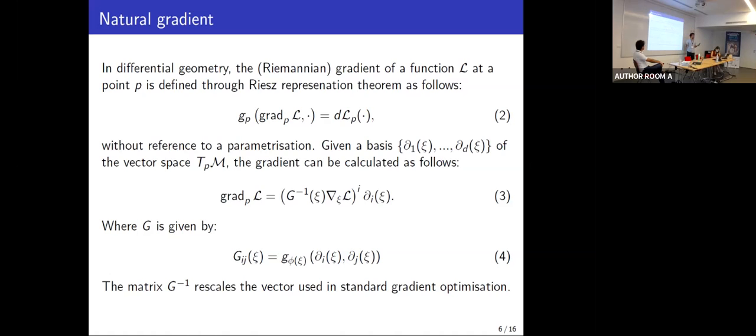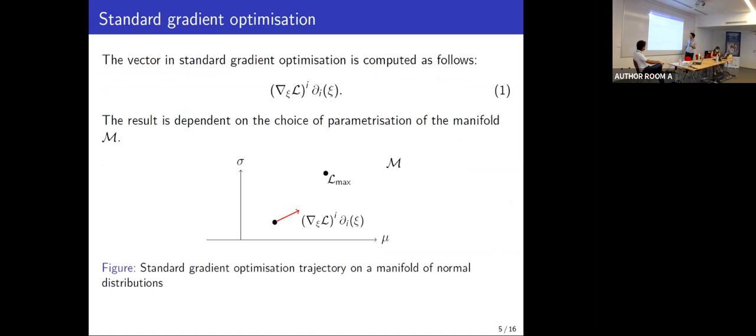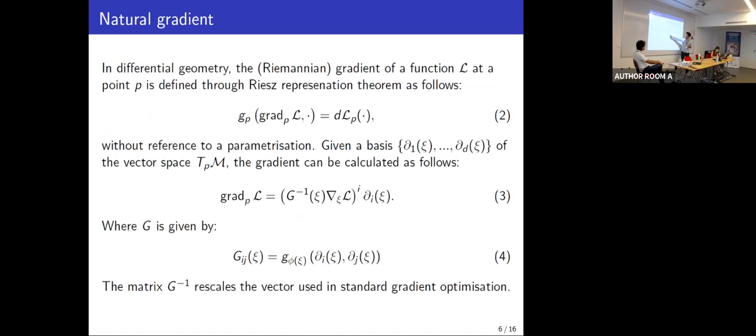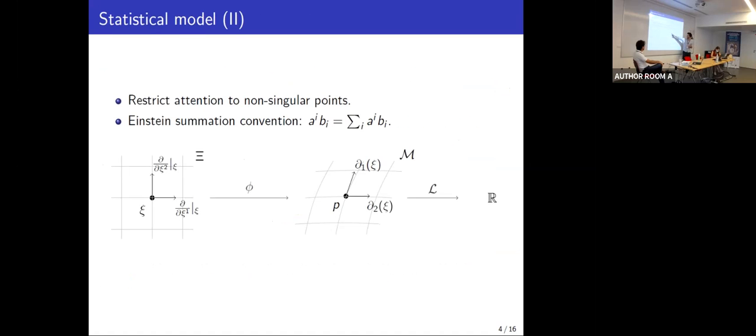How do you then calculate the natural gradient, or the Riemannian gradient? That is given by this formula. Here we recognize again the formula we have here, but now we are rescaling this vector of coordinate derivatives by the inverse of this matrix G. That matrix G is just the metric where we plug in all the different coordinate tangent vectors that are living here on this manifold M.